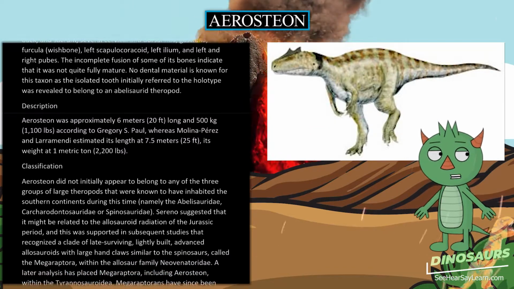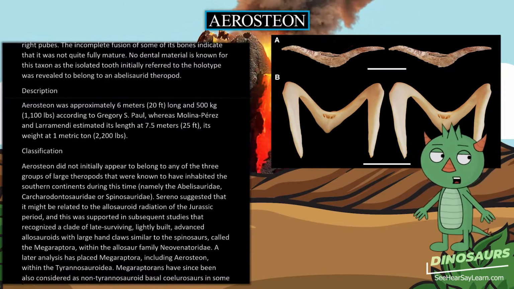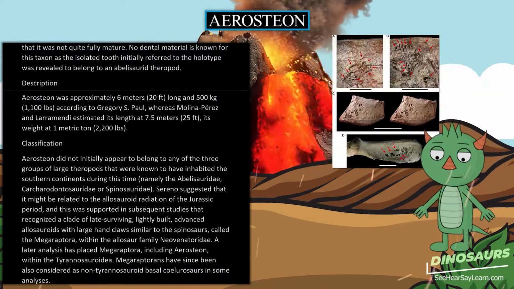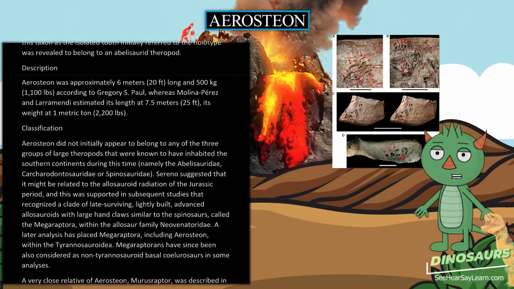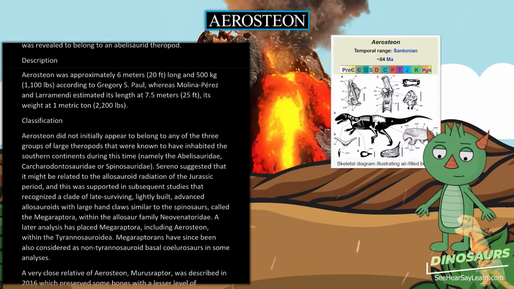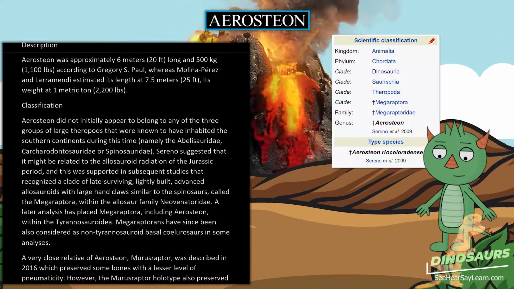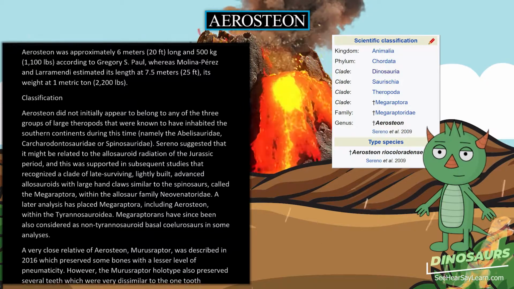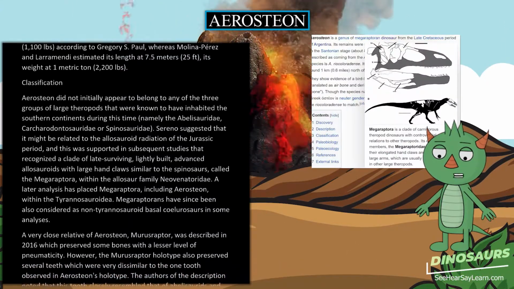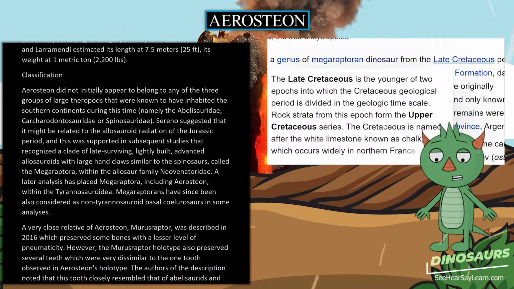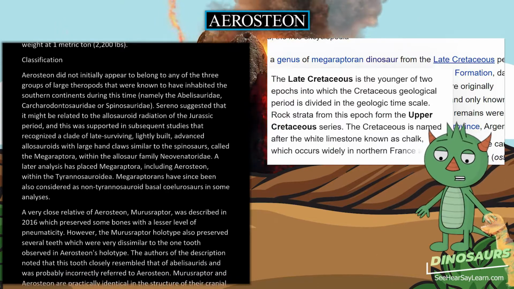Description. Aerosteon was approximately 6 meters (20 feet) long and 500 kilograms (1,100 pounds), according to Gregory S. Paul, whereas Molina-Pérez and Larramendi estimated its length at 7.5 meters (25 feet), its weight at 1 metric ton (2,200 pounds). Classification. Aerosteon did not initially appear to belong to any of the 3 groups of large theropods that were known to have inhabited the southern continents during this time, namely the Abelisauridae, Carcharodontosauridae or Spinosauridae.